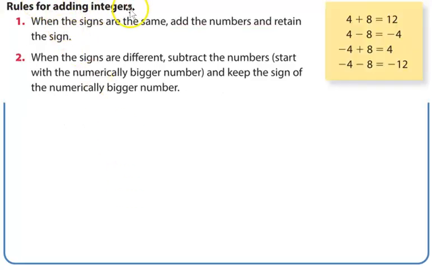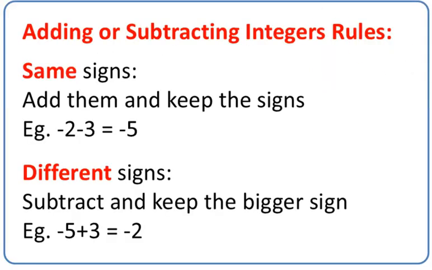Rules for adding integers. When the signs are the same, add the numbers and retain or keep the sign. When the signs are different, subtract the numbers, start with the numerically bigger number, and keep the sign of the numerically bigger number. So for example, 4 plus 8 is positive 12, 4 minus 8 is minus 4, minus 4 plus 8 is positive 4, and minus 4 minus 8 is minus 12. So those are the rules for adding or subtracting integers.